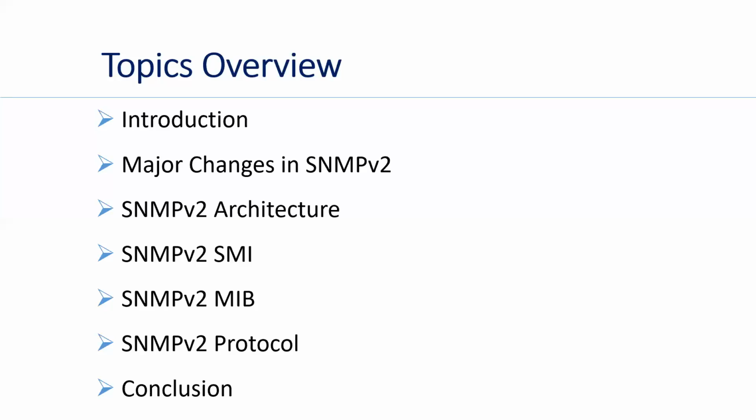Then the last one, SNMP version 2 protocol. It is nothing but the rules and regulations of version 2, the data structure of SNMP version 2 PDUs, and then protocol operations in version 2. These are all the things we are going to discuss in the coming slides, and then finally the summary of that version 2.